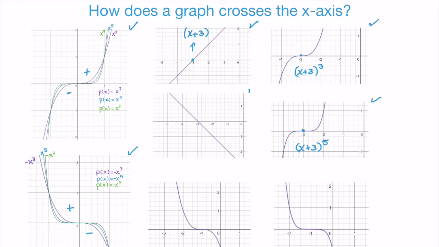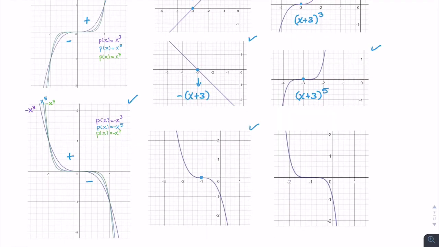And then in this graph here, the behavior around -3 is like a line going down. The factor is again x + 3, but this time it's going down, so it's got to have a negative sign in front. In this graph, the root is -1.